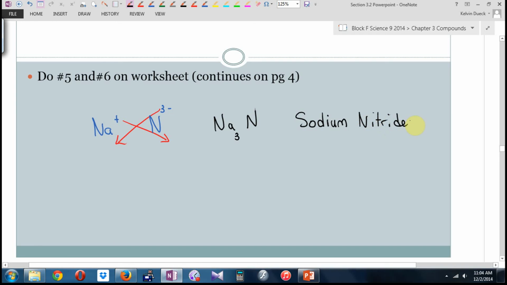How many atoms grand total are there in this formula? How many sodiums? Not 1. Look, how many sodiums? 3. How many nitrogens? 1. How many atoms grand total? 4. Okay? Try filling in the next 2 on your own. I'll do them up here.